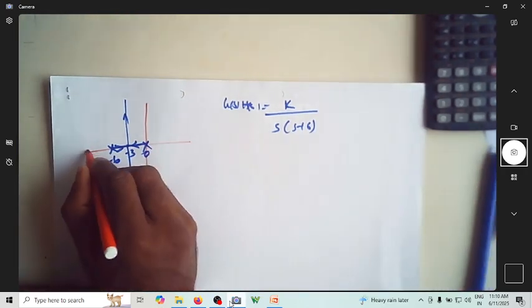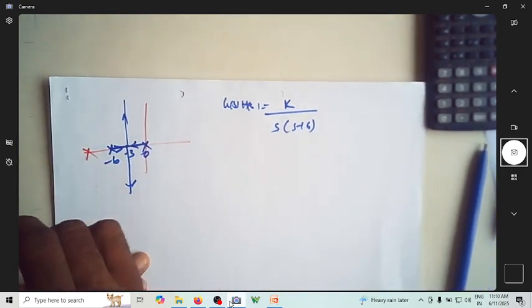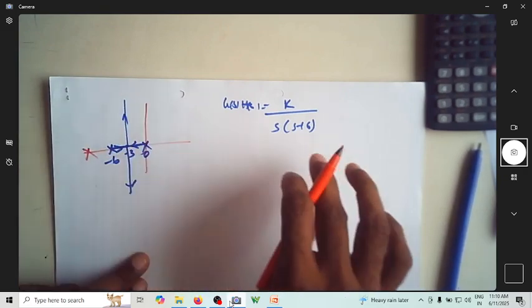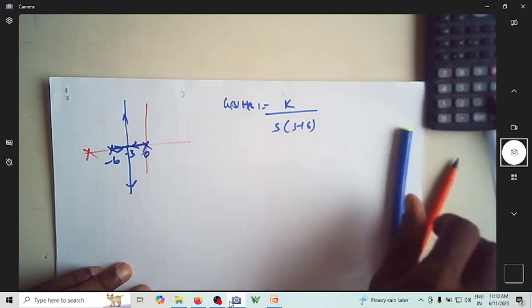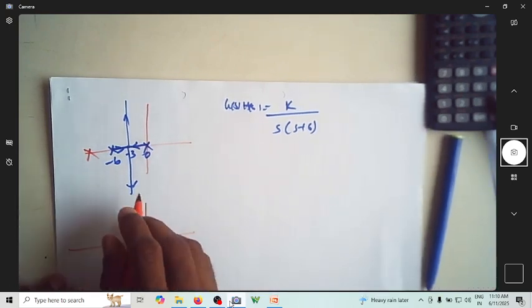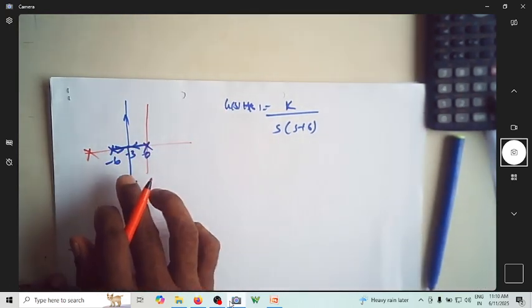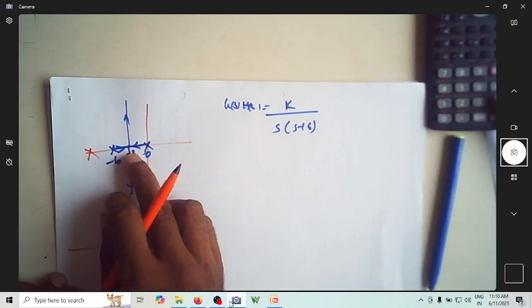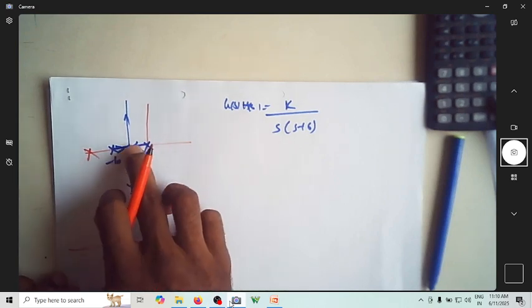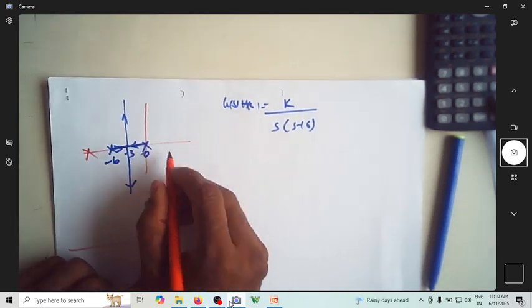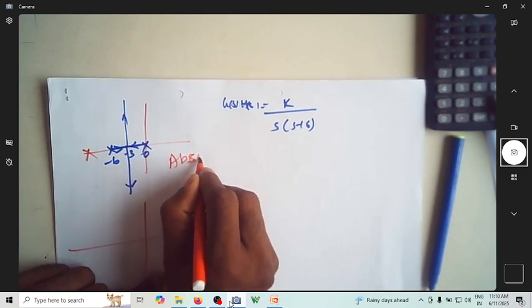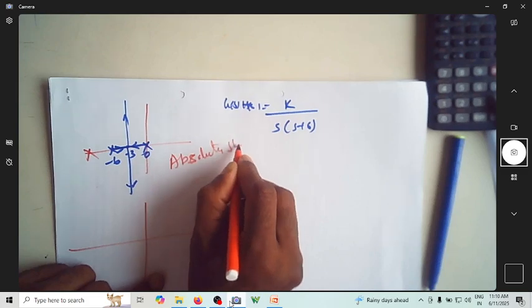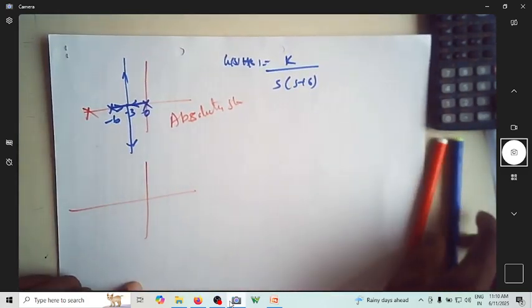Suppose I add a pole here. The moment I add a pole here, this entire system will change. What will happen to the system? The number of asymptotes will become 3, and then we're going to have a different breakaway point. When the number of asymptotes is 3, the locus will go to the right-hand side. Here the system is absolutely stable. The moment you add this, what will happen?